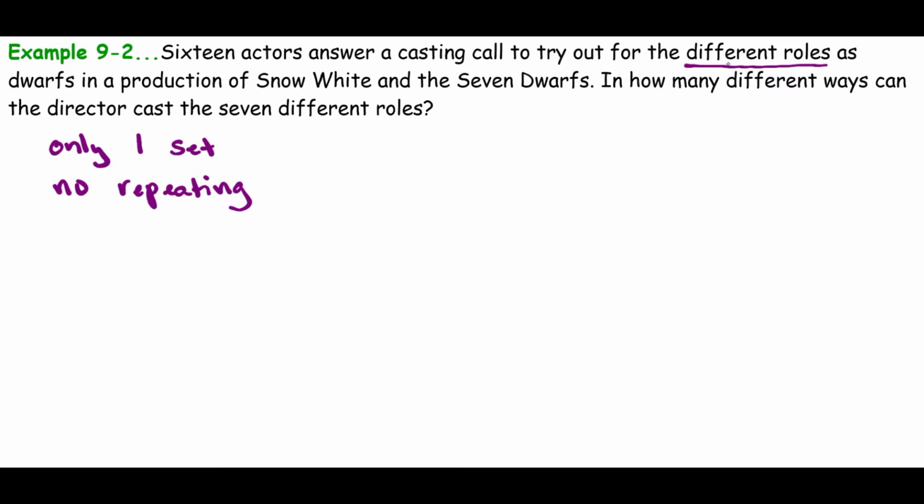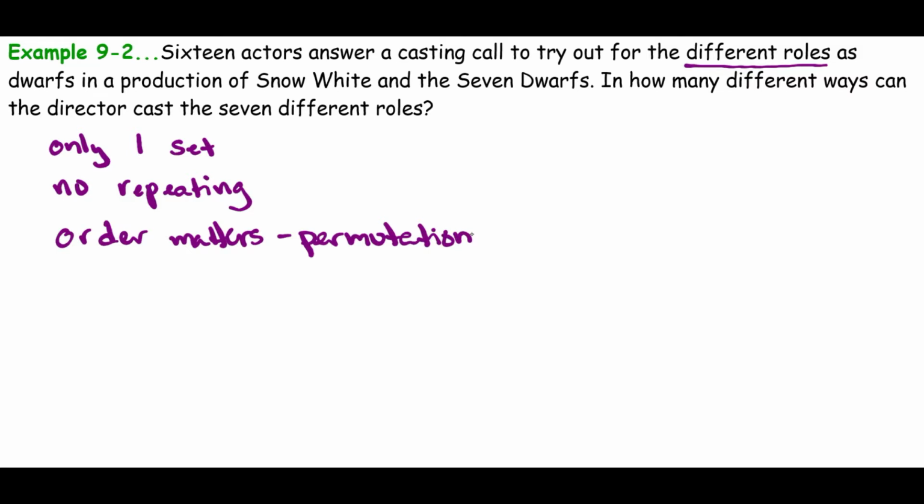In this case, what we have to think about is, since they're different roles, there is order. Not necessarily that it's 1, 2, 3, but the first actor is going to play Sleepy, and the second actor is going to play Grumpy, so there's order to that. If they're different situations, then the order matters. So order matters, and once order matters, I know that I'm doing a permutation.